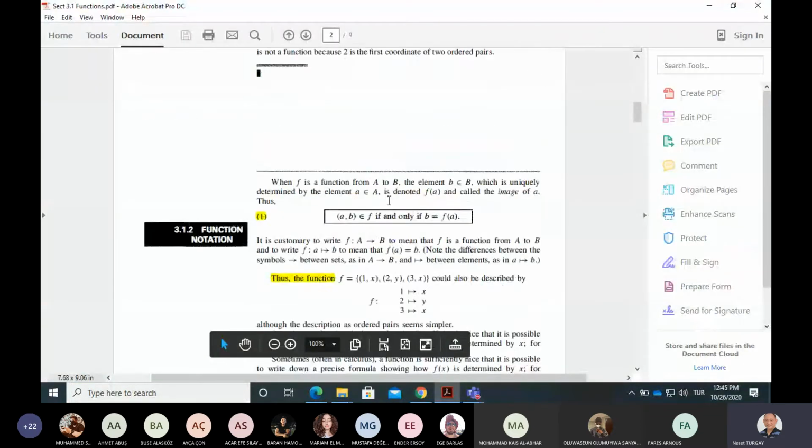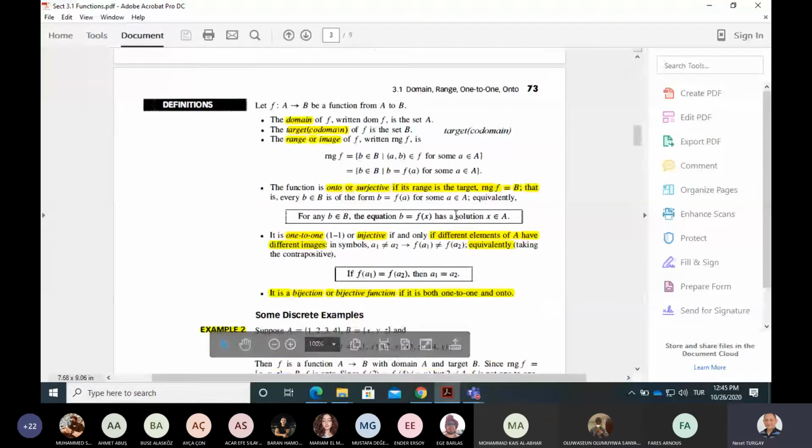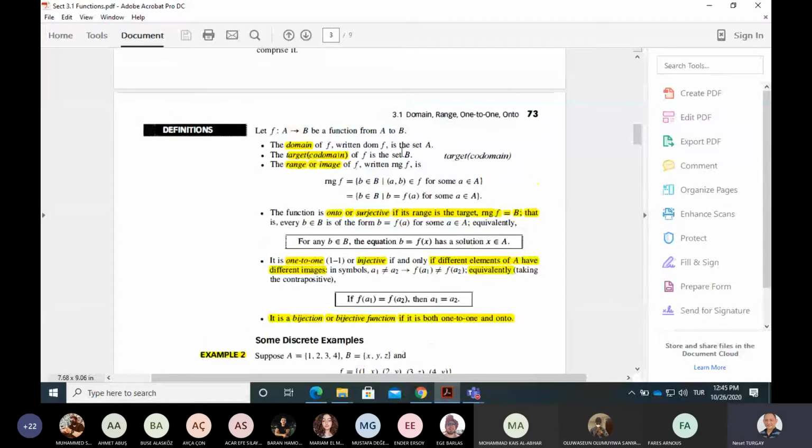My friends, we were doing functions. Remember, we learned domain, we learned target. So if you have a function from A to B, you have domain. Domain is A. Target, codomain, is B. Range is a different thing. Range means b is in B such that (a, b) is in f for some a in A. That means b is in B such that b equals f(a) for some a in A.